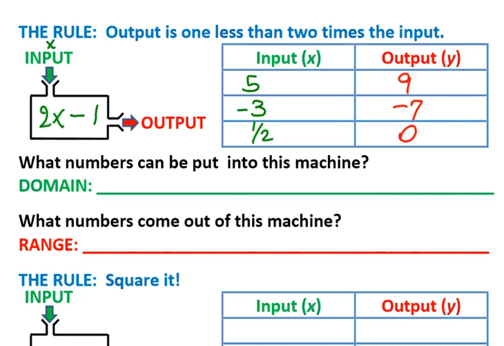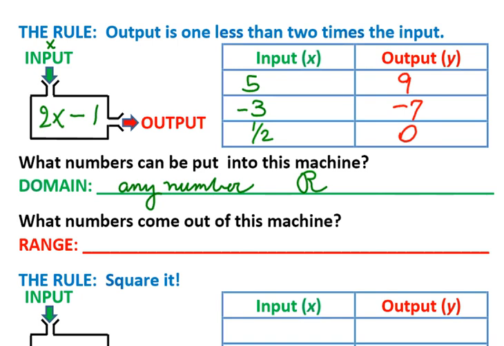So what numbers can be put in the machine? We put in a positive, so I think any positive would work. We put in a negative, I think any negative would work. We put in a fraction, and it looks like fractions would work as well. So we could put in anything. Really for the domain, it was any number. We could express that as all real numbers, with that R.